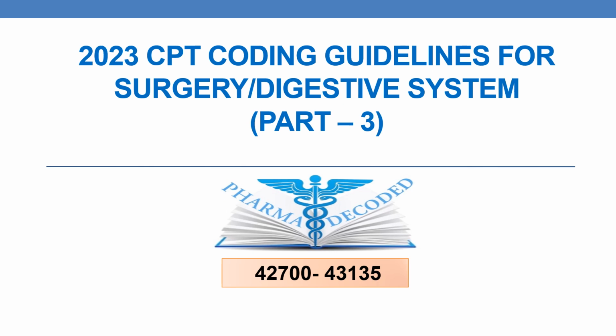Hello everyone, now let us discuss the 2023 CPT coding guidelines for surgery digestive system part 3. In the current session, we will be focusing on the CPTs 42700 to 43135.